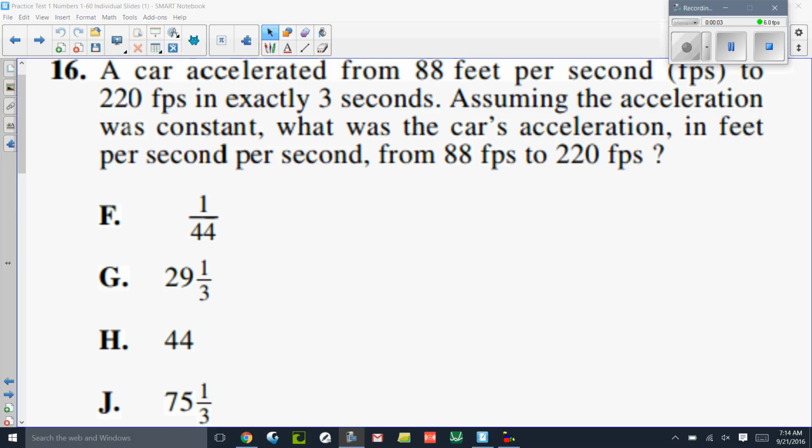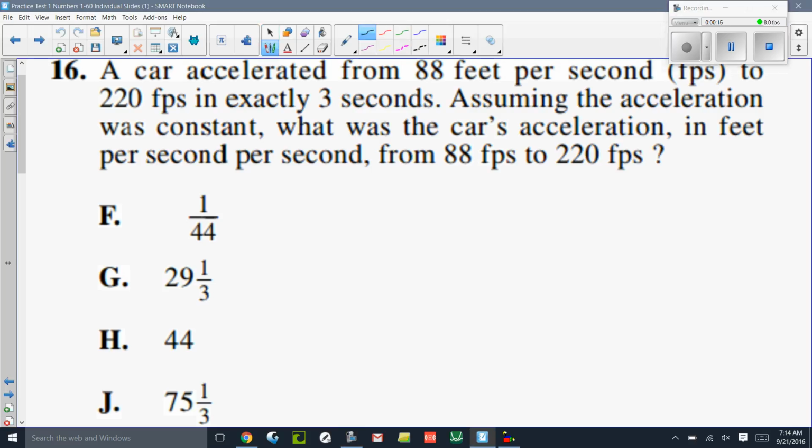All right, the next question I want to look at from this practice test is number 16. Number 16 seemed to have a few issues on the practice test. So I want to go over this again, trying to hopefully give you a visual and just help make your life a little bit easier. This problem is talking about acceleration.